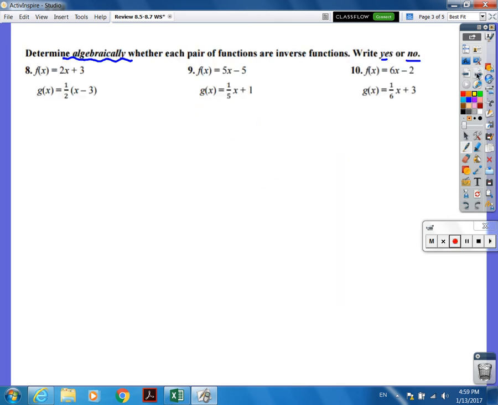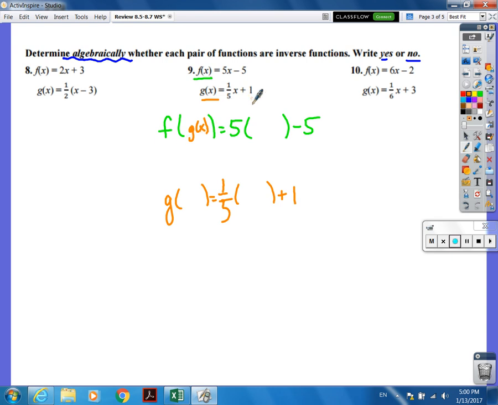Next one is algebraically determining two things are inverses. So I'll take this example here. If f of x is a function, it means I do 5 times something minus 5. G of x is a different function. It means that I take something, take 1/5 of it, and add 1. So what I have to do is put each function in. If I take f of g of x, I have to substitute 1/5 of x plus 1 in this equation. I distribute, and I get x plus 5 minus 5, which is x.